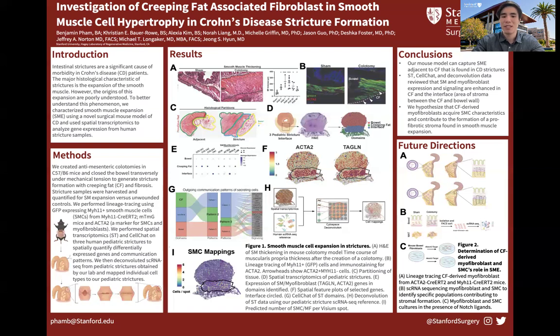Our next step in this project is determining if these myofibroblasts and smooth muscle cells originate from the creeping fat itself. Using our mouse model, we plan on lineage tracing these myofibroblasts and smooth muscle cells from the mesentery through local liposome injections to see if there's an infiltration of these cells from the mesentery into the bowel.